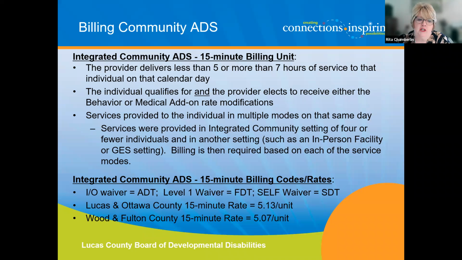The codes here are a little bit different then. You still have the A, the F, and the S as far as what your service code starts with. The D is going to mean that it's out in the community, and then the T is going to mean that it's the 15-minute rate. So ADT, FDT, or SDT. And then again, I put on here what the different rates are for the different cost of doing business categories. So Lucas and Ottawa, you'd be looking at $5.13 per unit, whereas Wood or Fulton County is going to be a little bit less, and they would be $5.07 per unit.